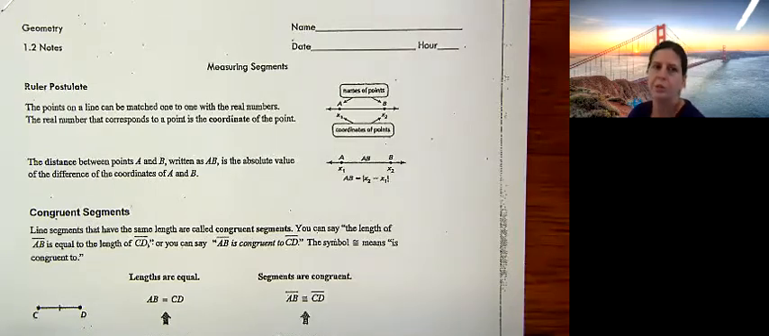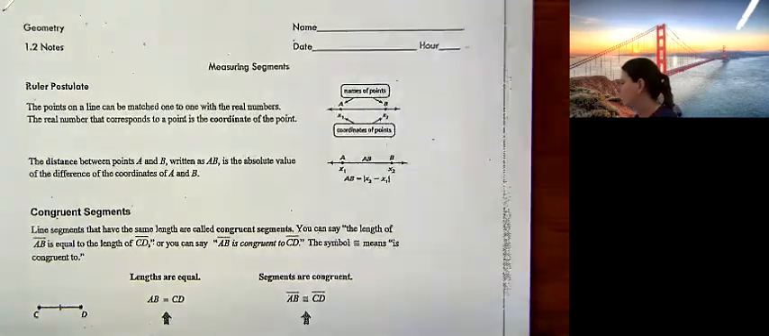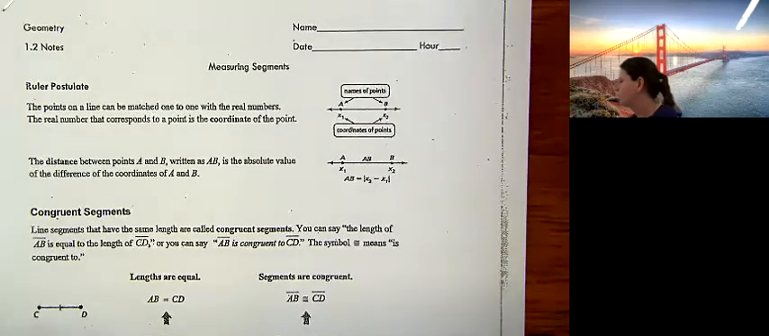So these are the notes for 1.2. I'm actually going to break this into two different videos. The first part will be about the ruler postulate and finding the length of segments, or the distance of them. And then the second part will be the segment addition postulate.